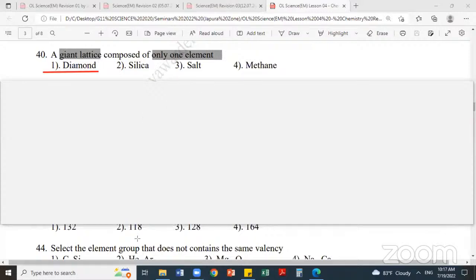Sodium chloride salt, silica actually. If you want, we can write here silicon dioxide. Not only one element, there are two elements in it. Sodium chloride salt, and methane is CH4. So they have two elements, so altogether two elements but 5 atoms, CH4, pentatomic.